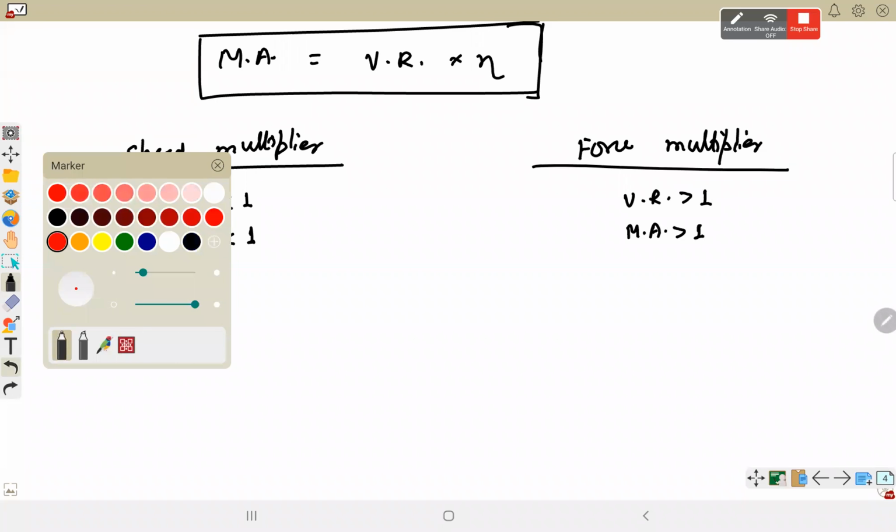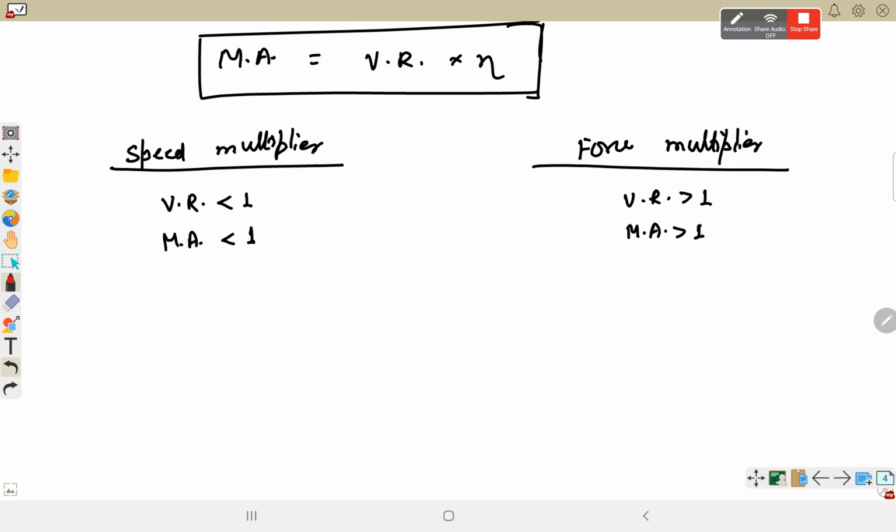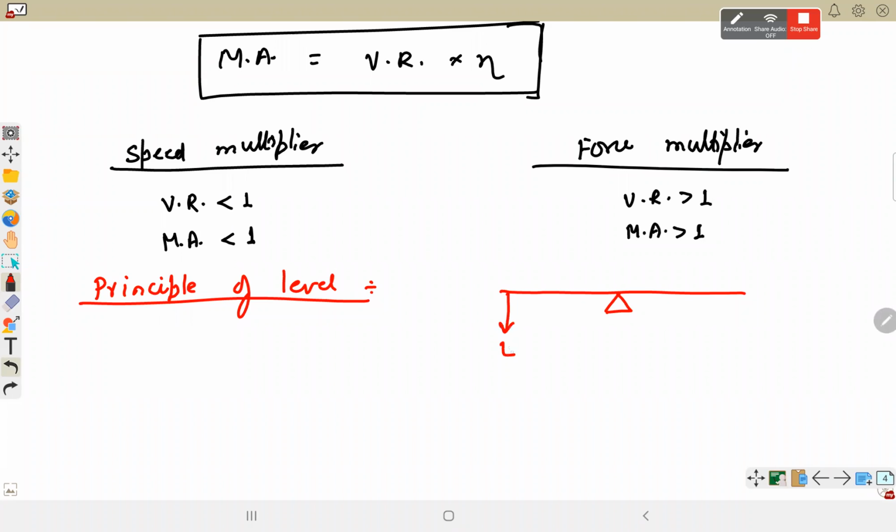Only one thing was left, that is the principle of lever, which is used to calculate the mechanical advantage of the lever. Let's take any example, class 1 or class 2. On one side we apply effort, this side is some load to overcome, and this point is the fulcrum. The fulcrum is the axis of rotation about which effort rotates anti-clockwise and load rotates clockwise. This weighing balance will work when their moments cancel out each other. So the principle of lever works on the principle of moment.